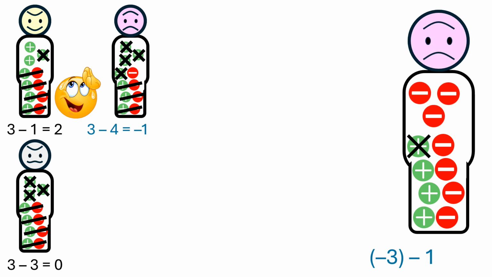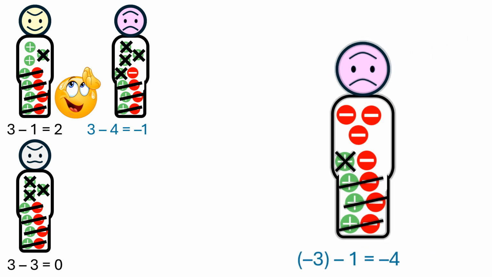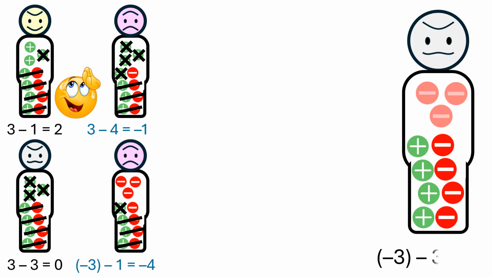You may not already know, but that's -4. You were already sad, and a unit of happiness was taken away. Makes you even more sad, right? How about -3 minus 3? This may surprise you, but that's -6.